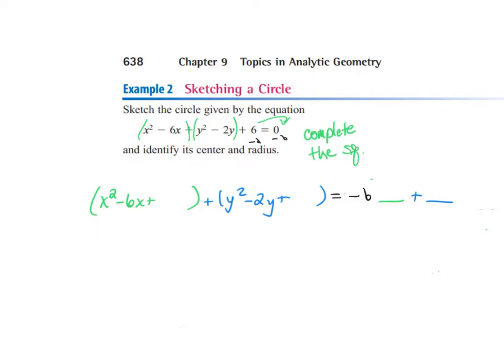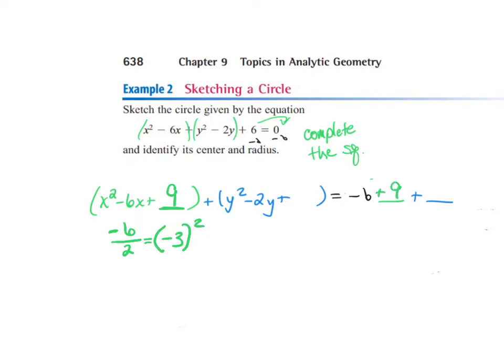So the first thing I'm going to do is I'm going to take the coefficient of x, which is negative 6. I'm going to divide it by 2, and I get negative 3. Okay, so to complete the square, to figure out what goes right here, you have to square this number. So negative 3 squared is 9. If you're adding 9 to the left-hand side, you have to add 9 to the right-hand side.